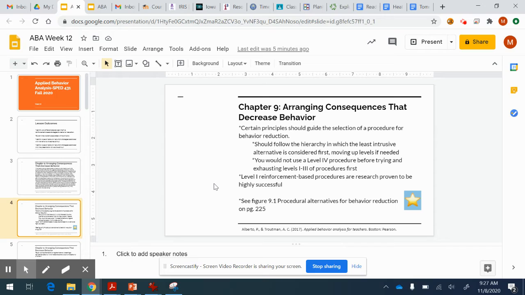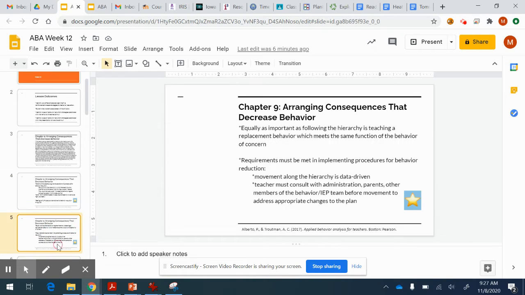different levels of reinforcer. So level 1 reinforcement-based procedures are research proven to be highly successful. That's why we have things like PBIS. That's why there's so much talk about positive intervention. It has been proven successful for a variety of students. On the bottom of page 225, you'll notice that figure 9.1 shows the procedural alternatives for behavior reduction. So there's a nice chart there of the hierarchy if you'd like to check that out.